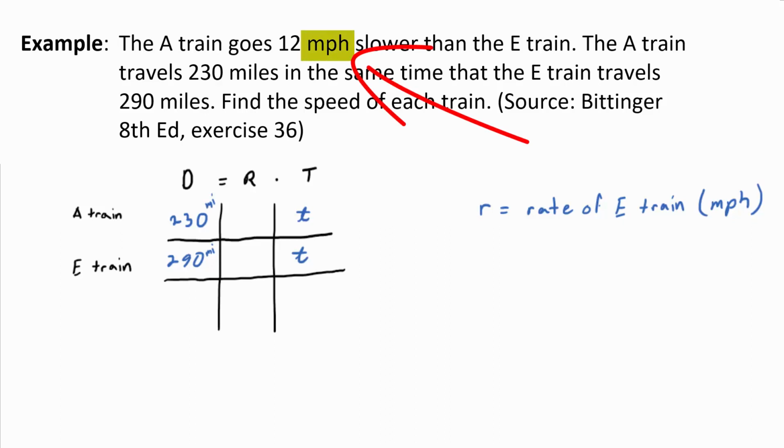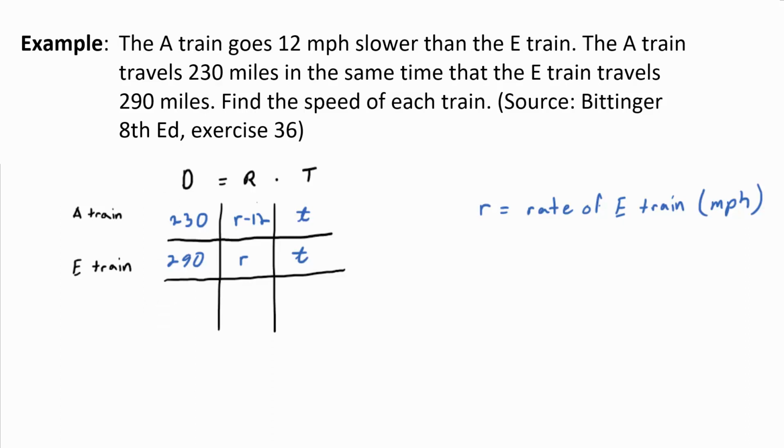Okay, so if I call the rate of the E train r, fill that in the chart, can I come up with the rate of the A train? So yeah, the A train goes 12 miles per hour slower than the E train, so it's just r minus 12. And it does get a little bit messy if in the chart you put in the units of measure, so you don't have to do that if you don't want to. So, okay. Any issues with the chart?